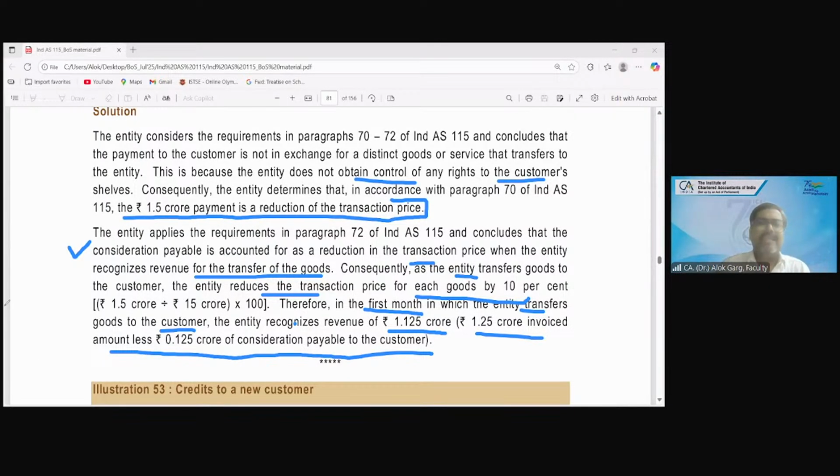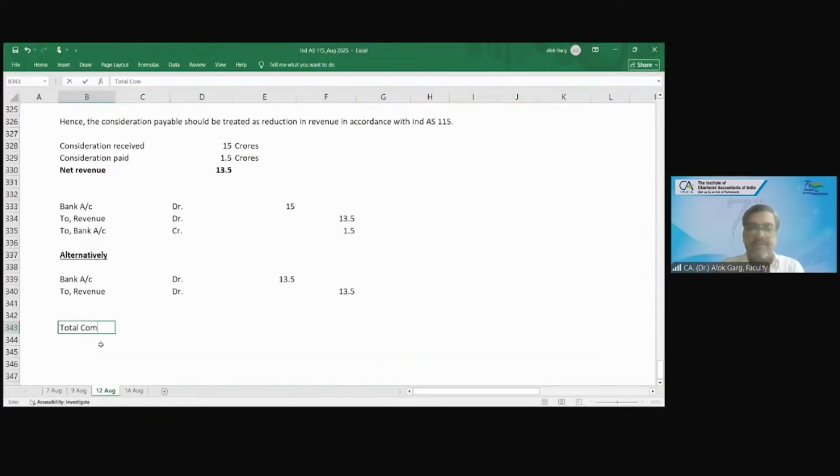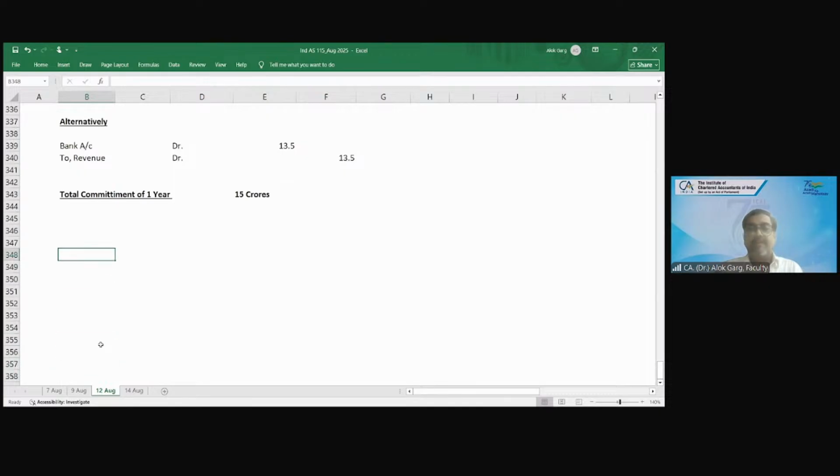So let me tell you what this second paragraph is saying. This second paragraph is saying total commitment of 1 year. What is the total commitment of 1 year? How much is the commitment, friends? Total commitment of sales is 15 crore, right? Yes, sir.